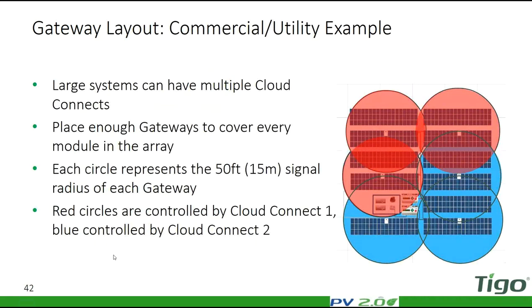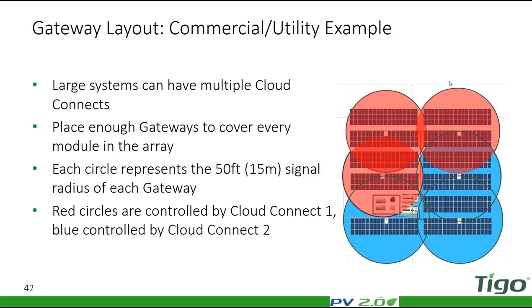If we look at the big site, the easiest way to design and the recommended is basically to draw little circles. Each circle represents 50 feet or 15 meters. Again, if you have metal rooftops or many obstacles, it's recommended to shrink it down a bit and be a bit more conservative. Go to 12 meters or even 10 if everything is metal.